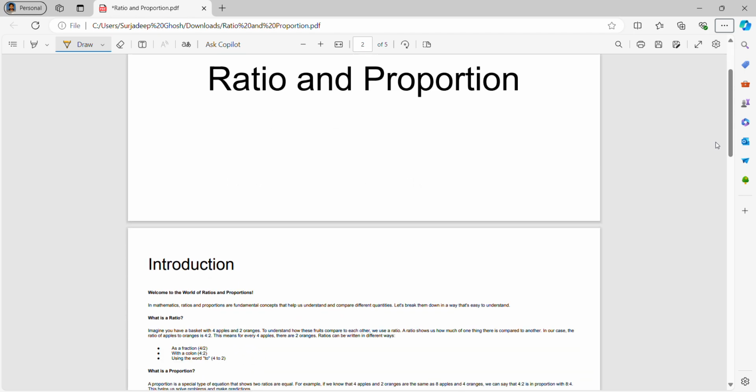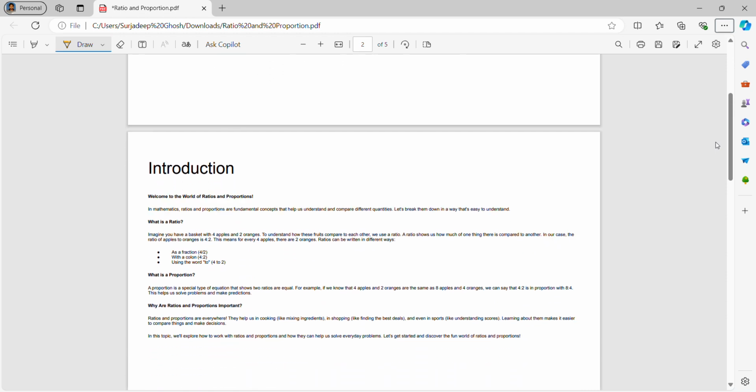So let's move forward to the introduction part. In mathematics we know ratio and proportion are very important subjects. To understand clearly, we will do some examples and numericals in the next slides. So just remember the introduction part for now.